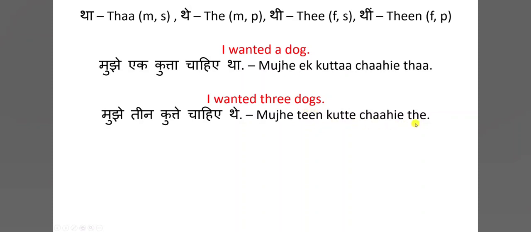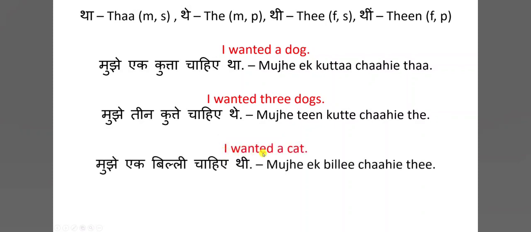The selection of the be verb does not depend on the number and gender of the subject. The subject does not matter. Okay? Next, I wanted a cat. मुझे एक बिल्ली चाहिए थी.